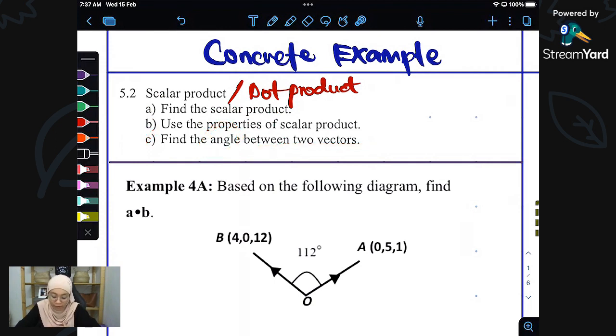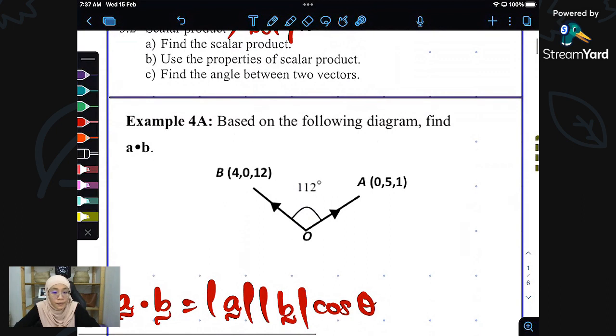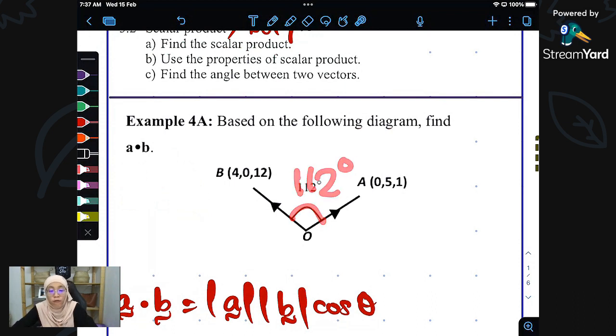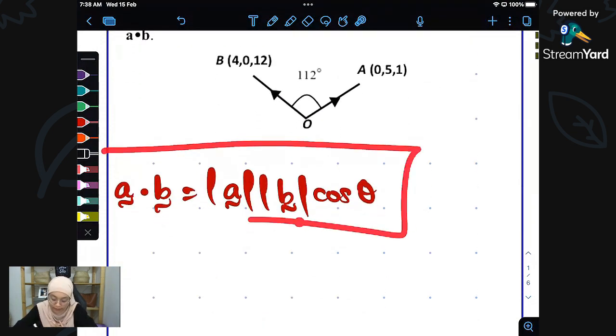So let's have a look at the first example, where we will find the scalar product, the first objective. The first example is based on the following diagram: find A dot B. Please remember that this is bold A, meaning the A vector dot with the B vector. And since we are also given an angle of 112 degrees, it means that we have to use this formula instead.